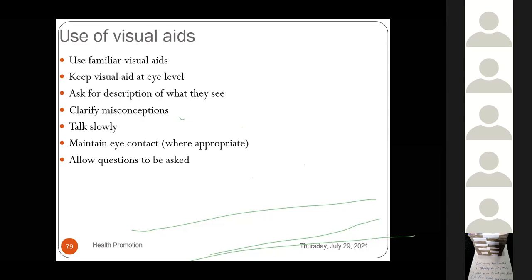Then key visual aids at eye level. Sometimes, when we want to project, the board on which you want to project will be above the eye level of people. So they have to raise up their head before they'll be able to look at whatever you are presenting.